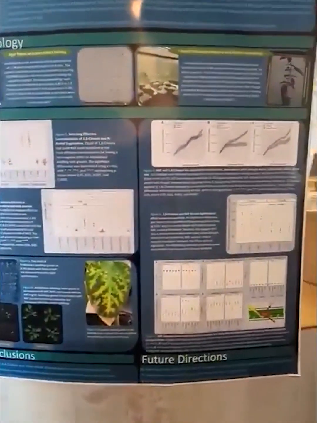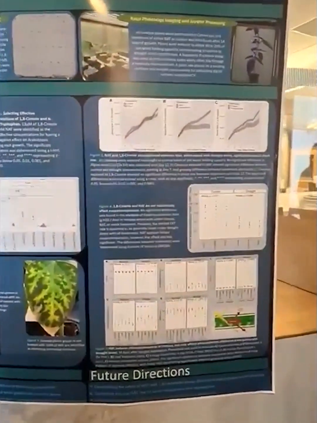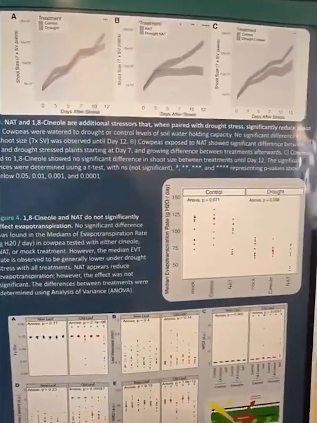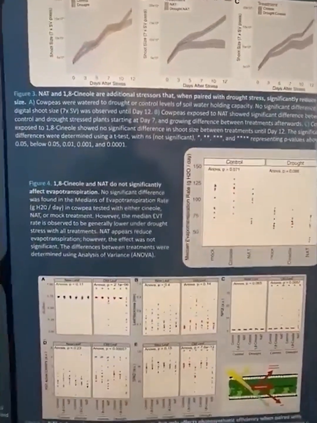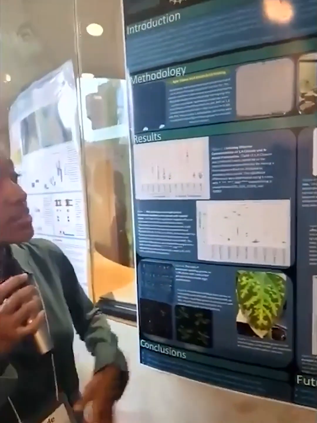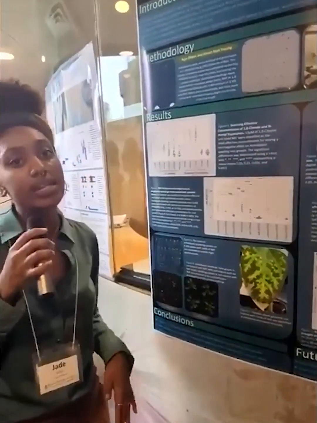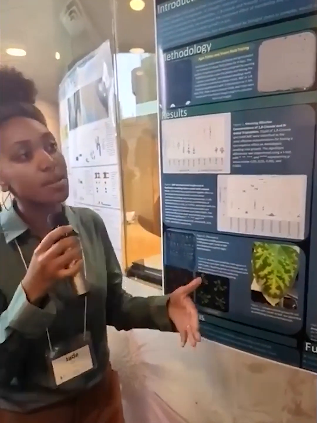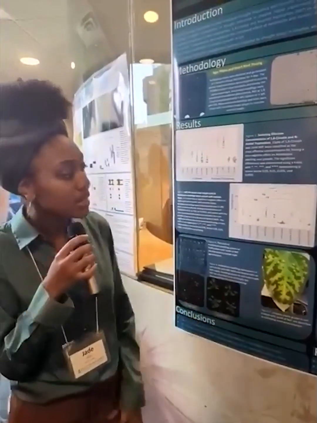Here, we tested it on cowpea, and we tested multiple parameters, including shoot size, evapotranspiration rate, chlorophyll content, photosystem 1, photosystem 2. Overall, we can see that when NAT is paired with drought stress, it is causing more susceptibility to drought in our plants.